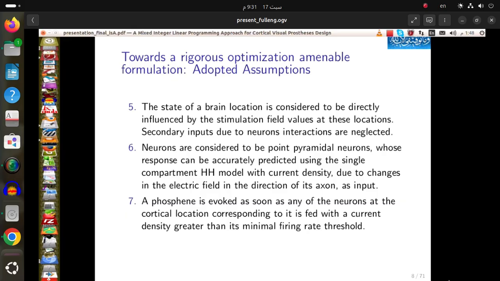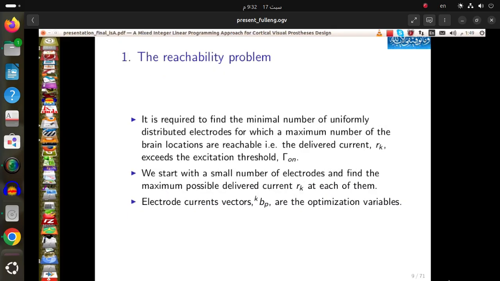The first problem that we will discuss is the reachability problem. Our goal in it is to find the minimal number of electrodes that can excite the locations that we want to control in the brain. This is not the main problem that we're concerned with, but it helps us so that we don't start the other problems that matter to us with a very small number of electrodes that's not adequate. So first we solve the reachability problem, meaning that we want to find the minimal number of electrodes with which we can excite all the locations we want to control.